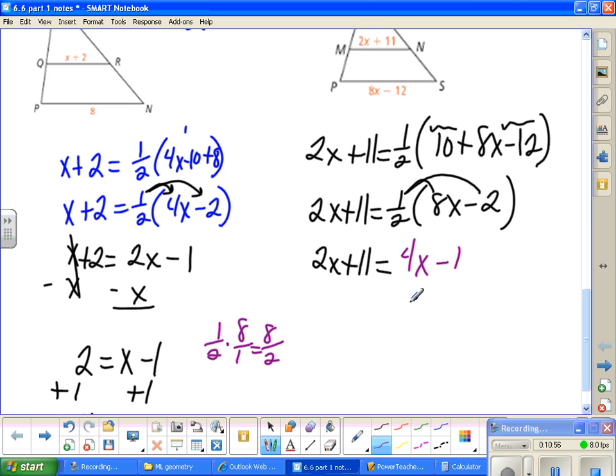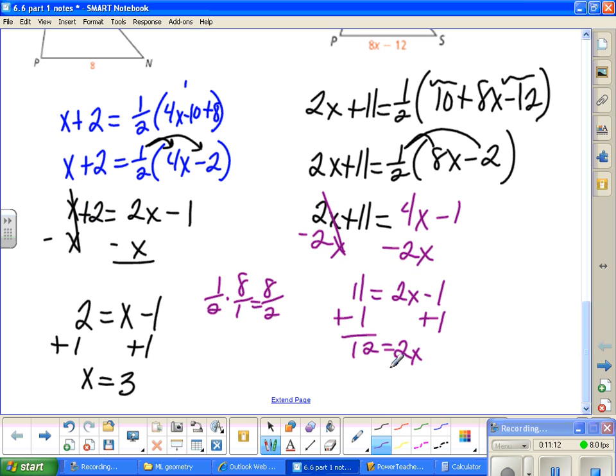So from here I'm going to solve. Subtract 2x from both sides. Add 1. And then divide. So x equals 6.